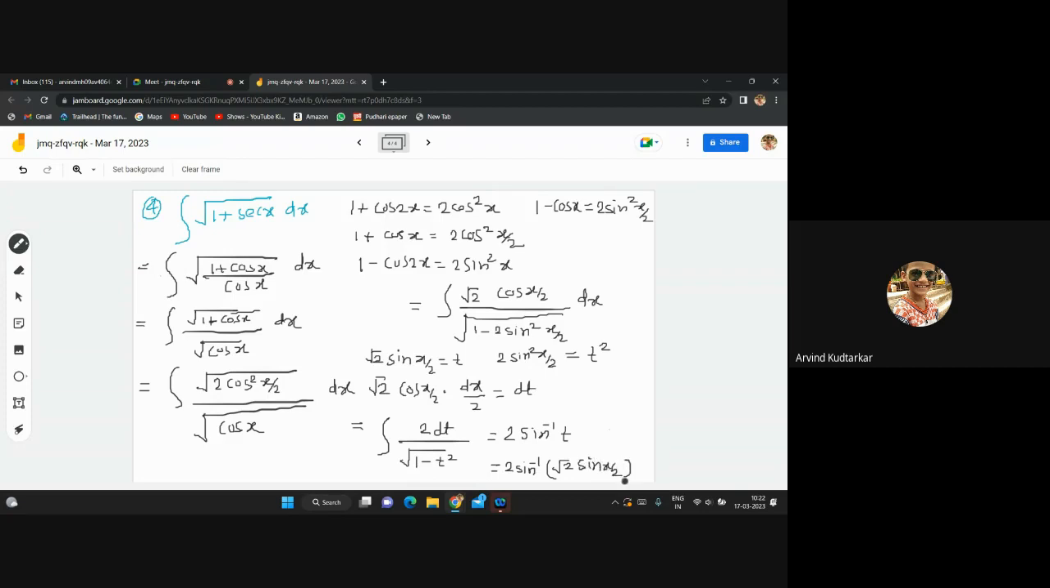So this was the correct solution. 2 into sine inverse of root of 2 sine x by 2 plus c is the solution of the integral. We get it by using the substitution root of 2 into sine x by 2 equals t. Why are we substituting sine? Because the derivative of sine is cos and it is already there in the numerator. Hence we substituted root of 2 into sine x by 2 as t. The correct option is 2 into sine inverse of root of 2 into sine x by 2 plus c.